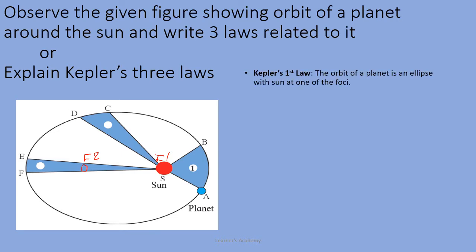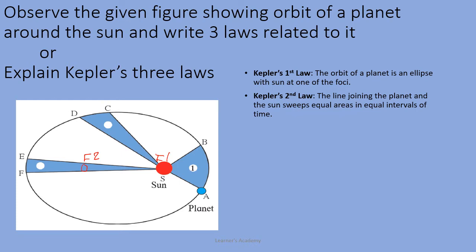So the first law of Kepler states that the orbit of a planet is an ellipse with sun at one of its foci. It's a very simple law. Now we'll go to the second law. The second law states that the line joining the planet and the sun sweeps equal areas in equal intervals of time. So what does this mean?